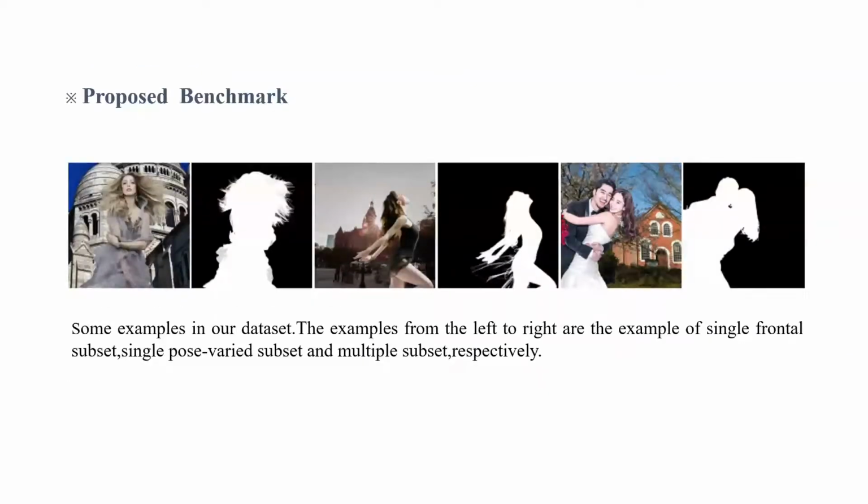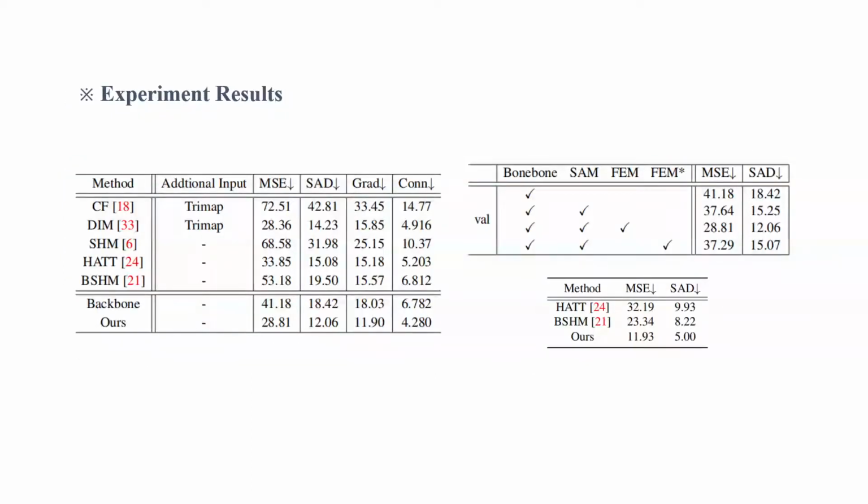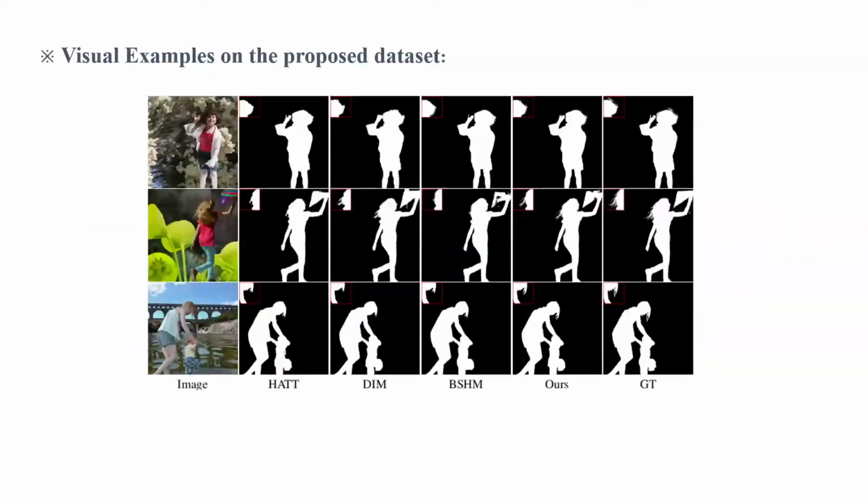The examples from left to right are examples of the single frontal subset, single pose varied subset and multiple subset, respectively. Here are our experiment results. We achieve SOTA of semantic human matting. Our method achieves accurate figure extraction and detailed prediction.